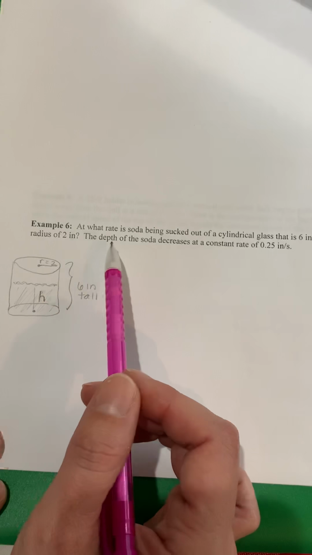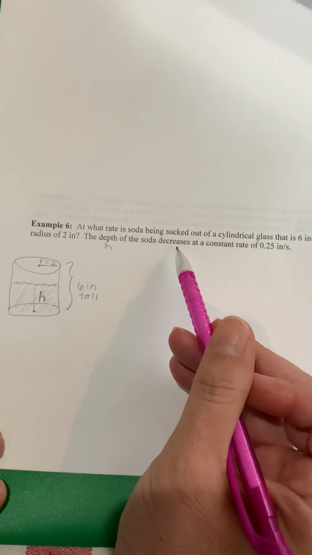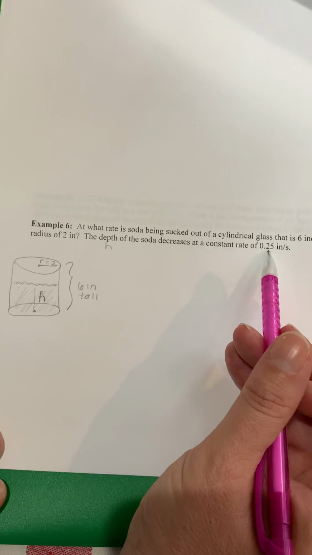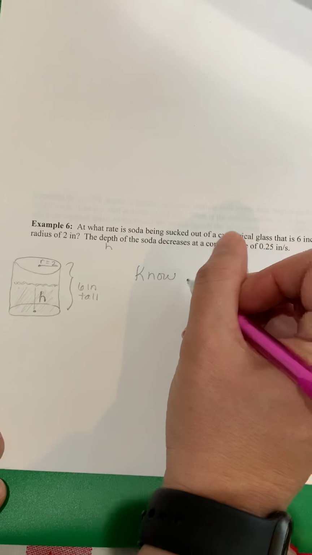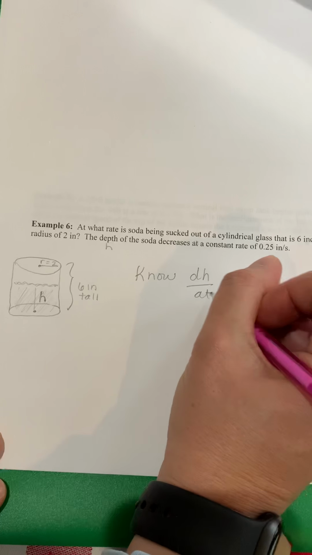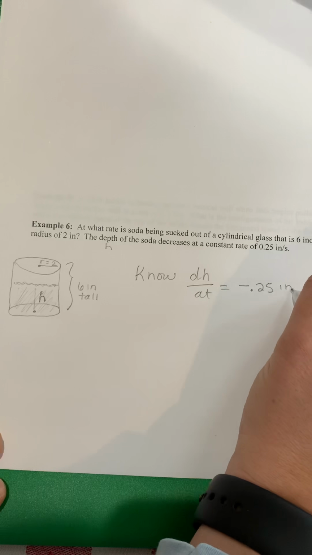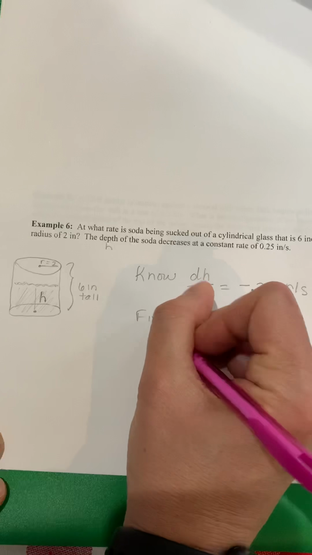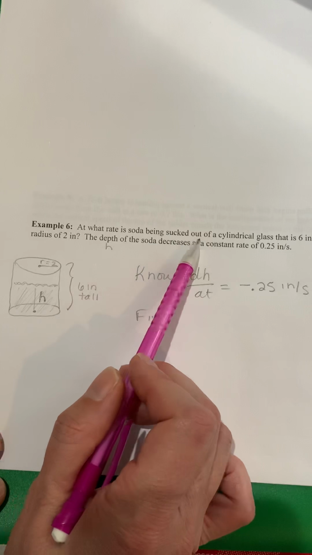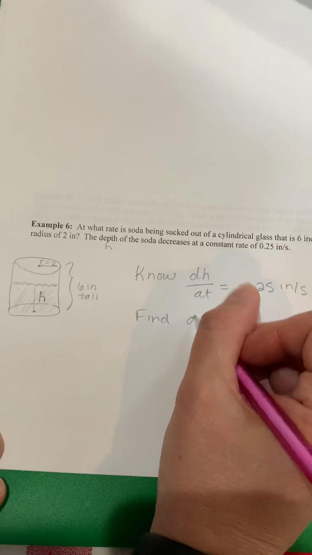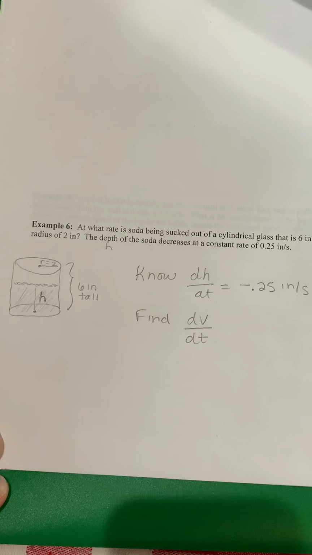Okay, so it says the depth of the soda, that would be the height they're talking about, decreases at a constant rate of 0.25 inches per second. So that's what we know for this problem. Since it's decreased, make sure you make it negative 0.25 inch per second. Okay, what we'd like to find is the rate of the soda being sucked out of the glass. That's a volume issue, so we're going to find the derivative of the volume with respect to time.